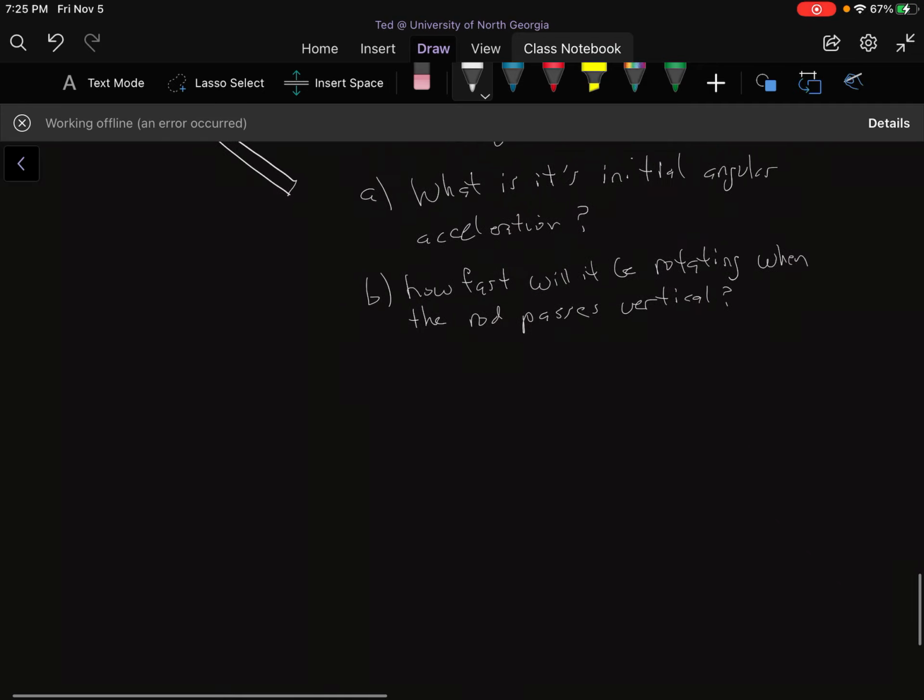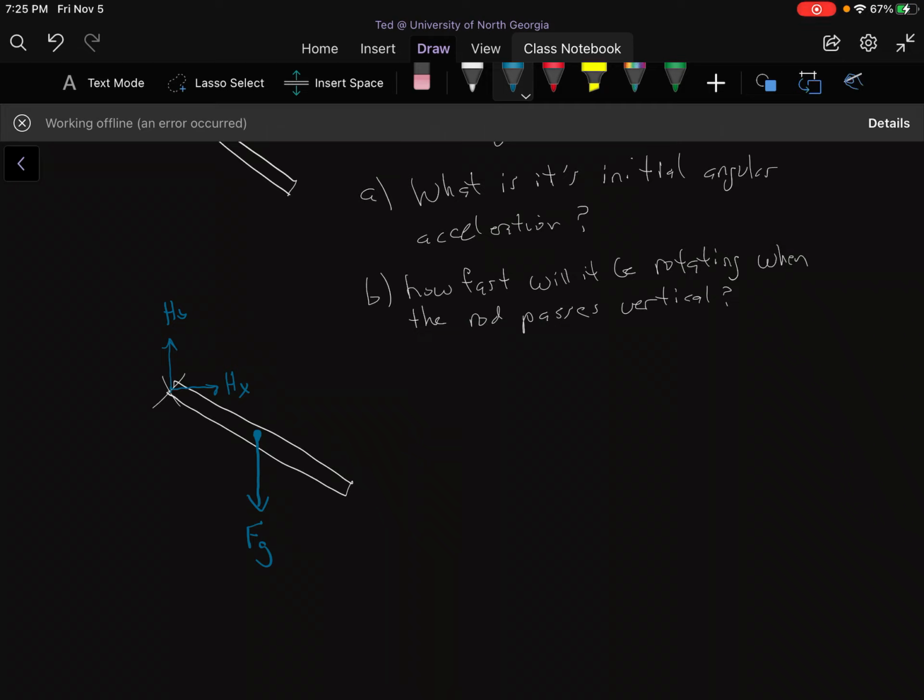For part A, we're going to need a picture equation. So let me redraw my rod with my hinge. And now I need to determine the forces on the rod. So, of course, we have gravity, which pulls from the center of mass. And because there's a hinge, we can have a hinge force in the y direction and a hinge force that goes in the x direction.